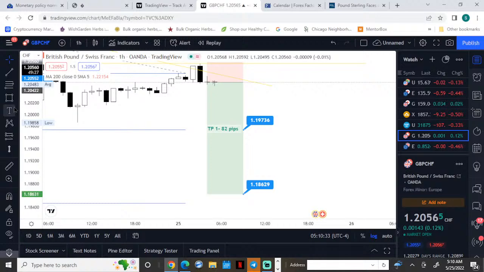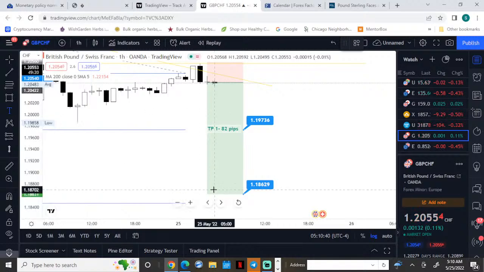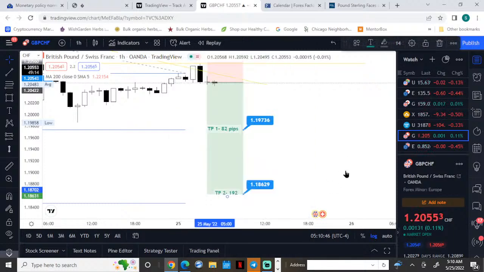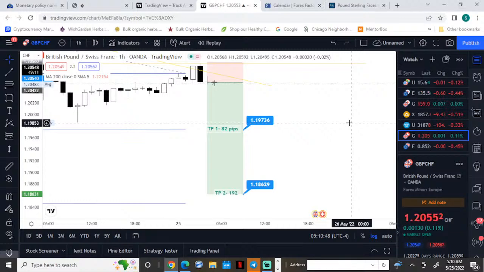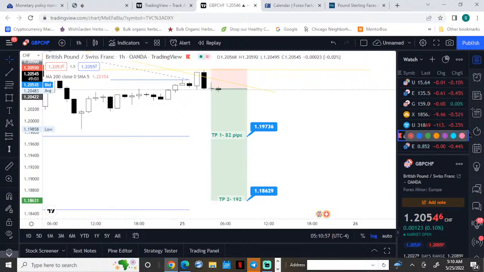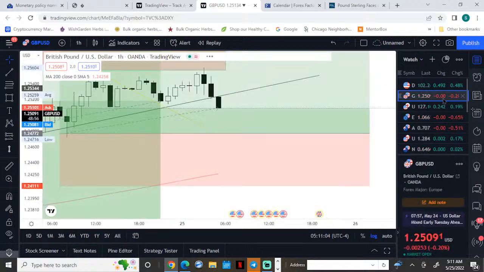What did I just do? Okay, TP2, 192 pips. This is what I would like to see happen. I'm gonna mark that red. All right, so far for the day, these are the trades that I am in.